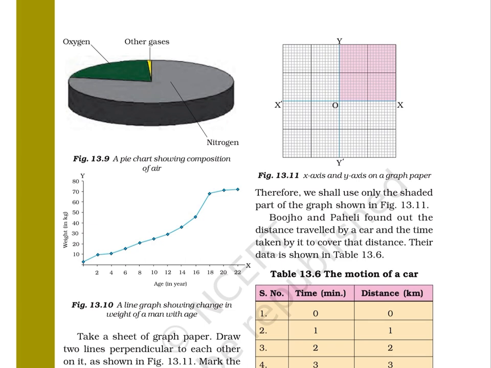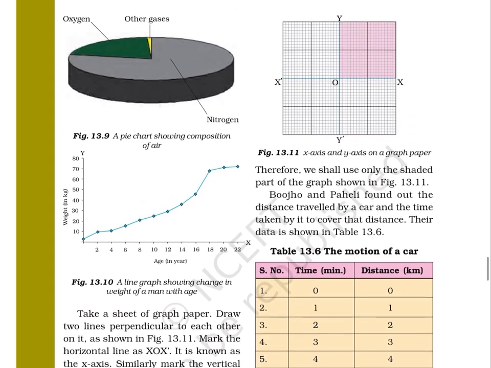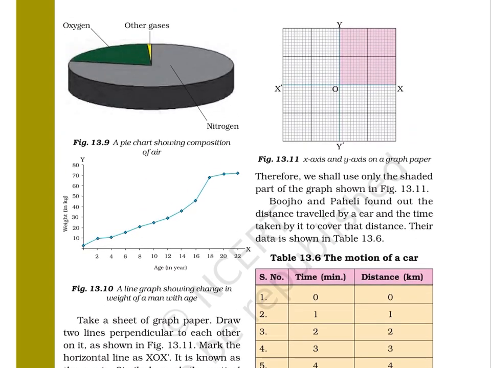Figure 13.10, a line graph showing change in weight of a man with age. Here we have a line graph. On the x-axis, we have age in years. On the y-axis, we have weight in kg. This line graph is upward sloping. As the age is increasing, the weight also seems to be increasing.